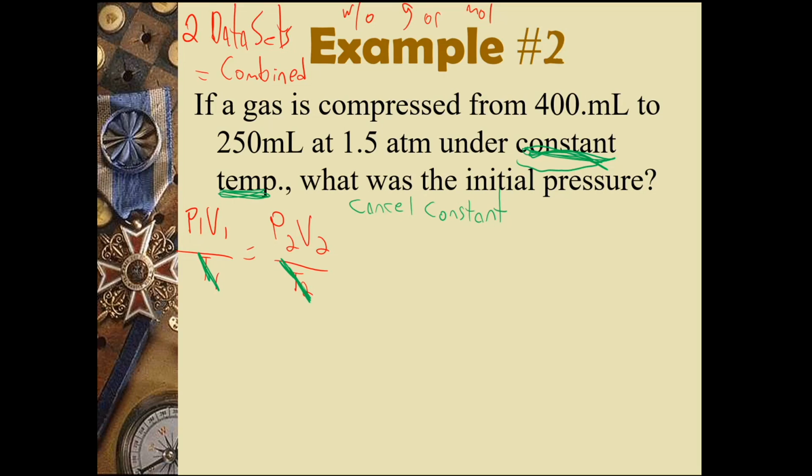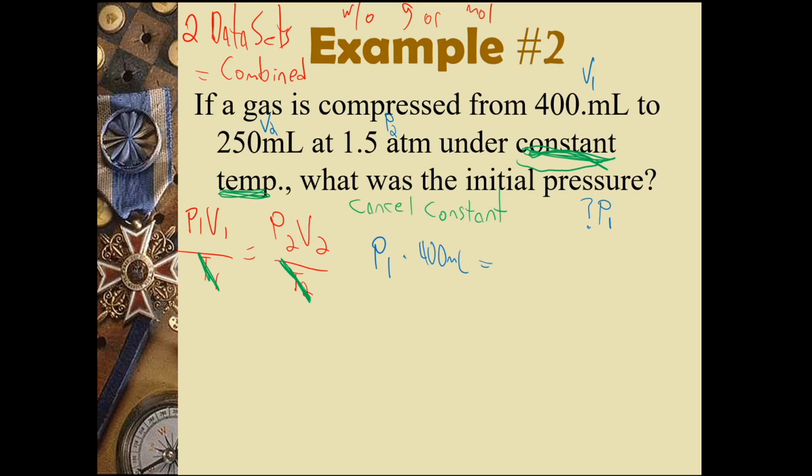Let's identify what I've got here. A gas is compressed from 400 mLs to 250 mLs. So this is my V1, and this is my V2. And it says at 1.5 atm, so this 250 is connected to the 1.5. That means this is not P1, this is P2, the second pressure. The question asks, what was the starting pressure? So we're looking for P1. P1 will remain our variable, and it's going to be multiplied by 400 milliliters.